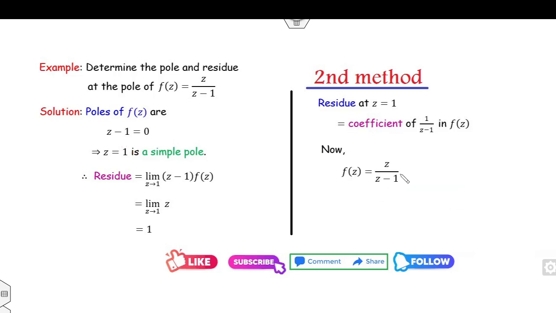Now you can see the coefficient of 1 over z minus 1. The coefficient is plus 1. So therefore the residue is plus 1, the right answer. And you can see that in both cases your answer is the same.